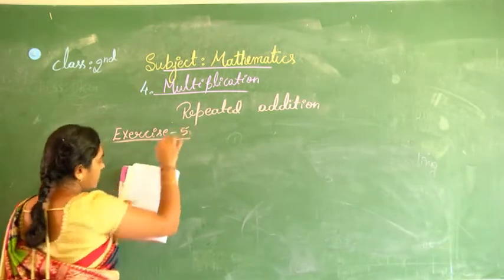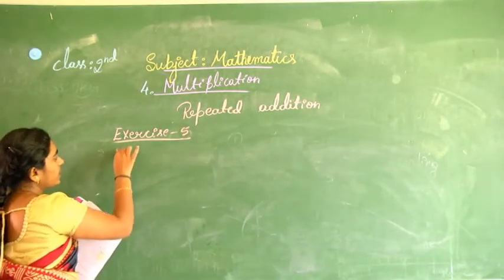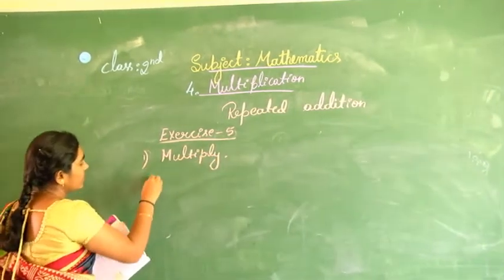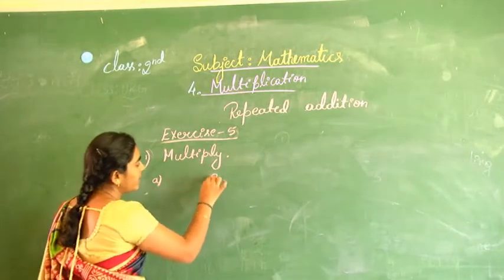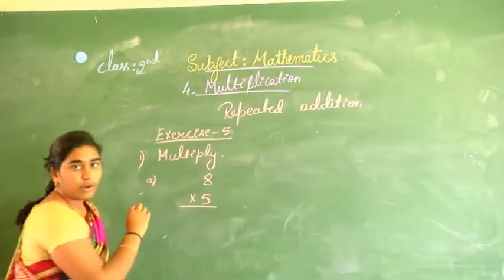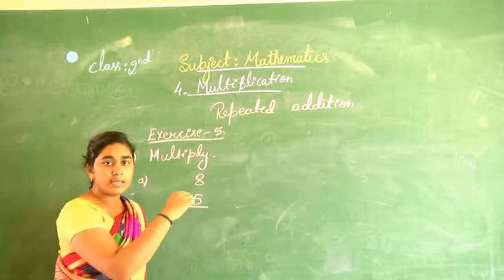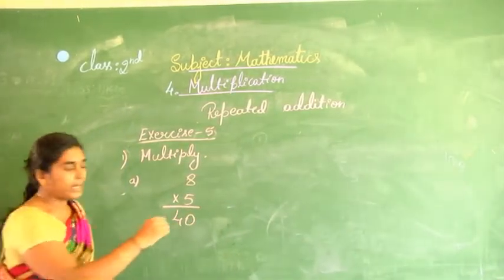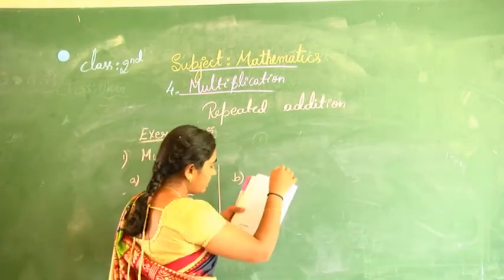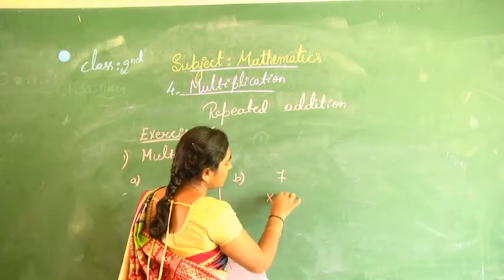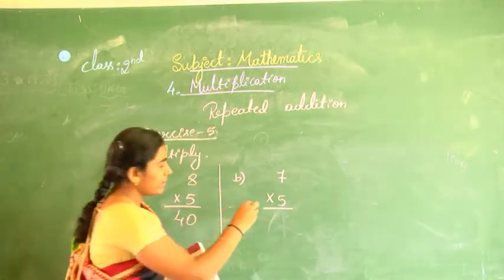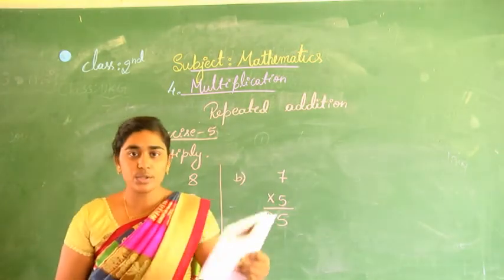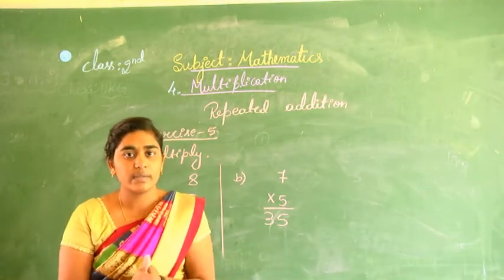Exercise number 5, the vertical multiplications. See the first one, they have given 8 multiplied with 5. Normal multiplication but written in straight line form. 8 fives is 40. Writing the tables. And the second one we have is 7 fives. How much is 7 fives? 7 fives is 35. So like this you need to write, complete the next 2 questions. And in the next class we will continue. Okay, sir?